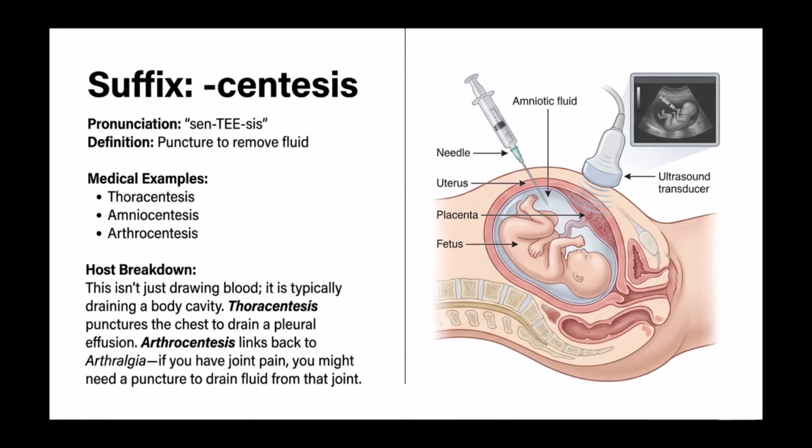It means a surgical puncture to remove fluid. So we're not just cutting, we're draining. Thoracentesis is puncturing the chest wall to drain fluid. Amniocentesis is puncturing the amniotic sac. Arthrocentesis is pulling fluid from a joint.